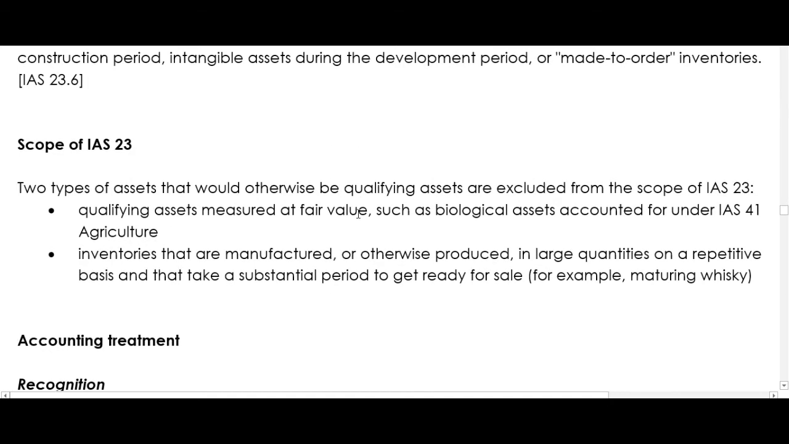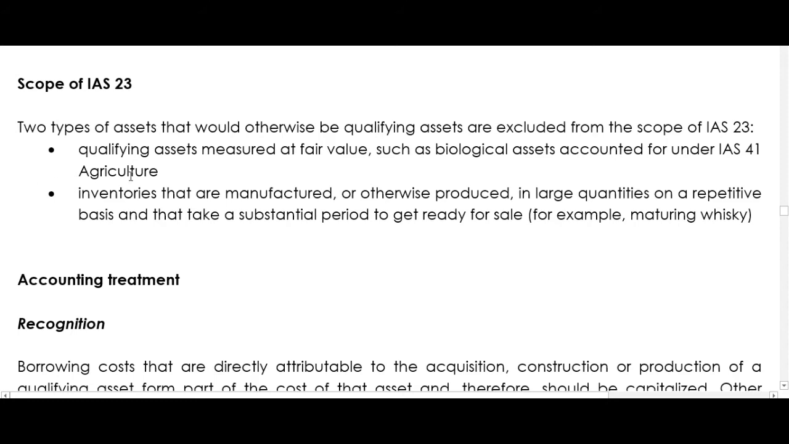Now, the concern here is the scope of IAS 23, because there are certain qualifying assets that are not qualified for purposes of capitalizing the borrowing cost. Meaning, they are qualifying assets based on definition, but they are not among the qualifying assets that are accepted, or that can capitalize borrowing cost. So that is the concept.